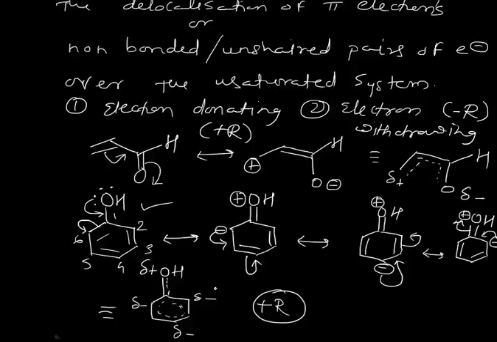Let's look at another example of the electron withdrawing resonance effect. We are taking nitrobenzene into consideration now. As such, in nitrobenzene, the nitrogen of this NO2 group is positively charged, so it pulls electron density from the aromatic ring, and we have generation of a positive charge on the aromatic ring.